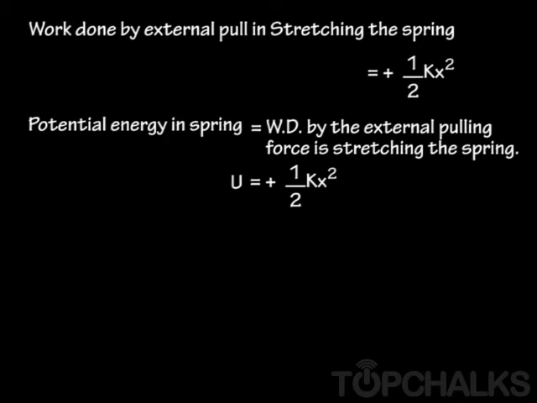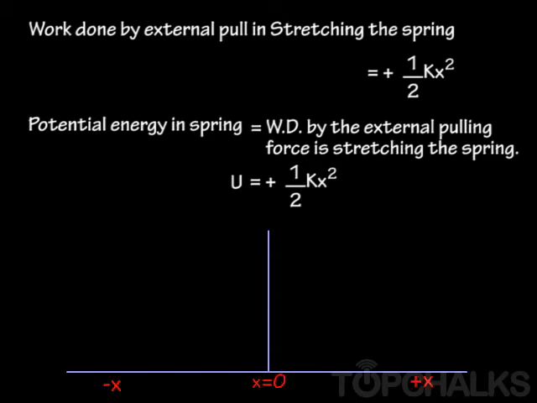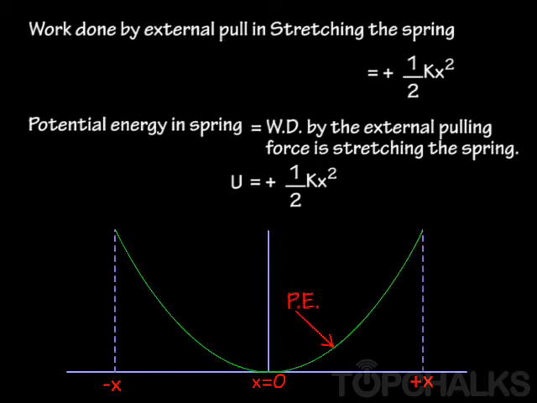Now see how the potential energy changes when a spring is stretched or compressed. This is the equilibrium position when x is 0. This is when the spring is stretched by x positive, and x negative when the spring is compressed. On both sides, potential energy increases, right? And if you see the formula of potential energy, half kx squared, whether the spring is stretched or compressed.